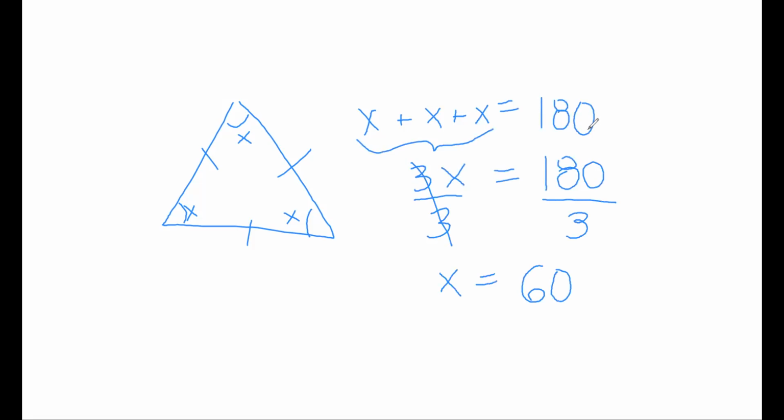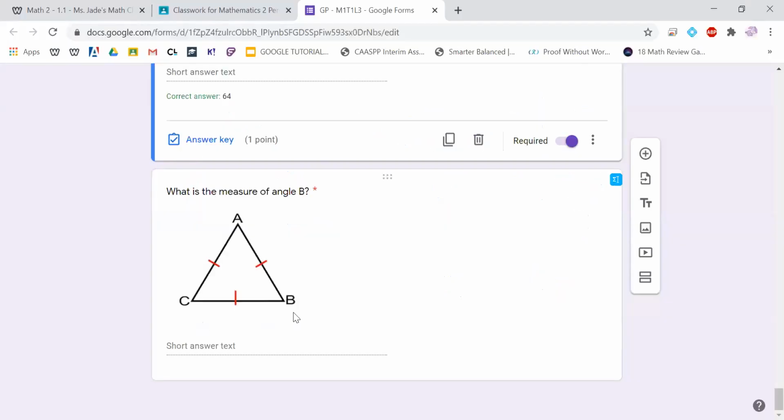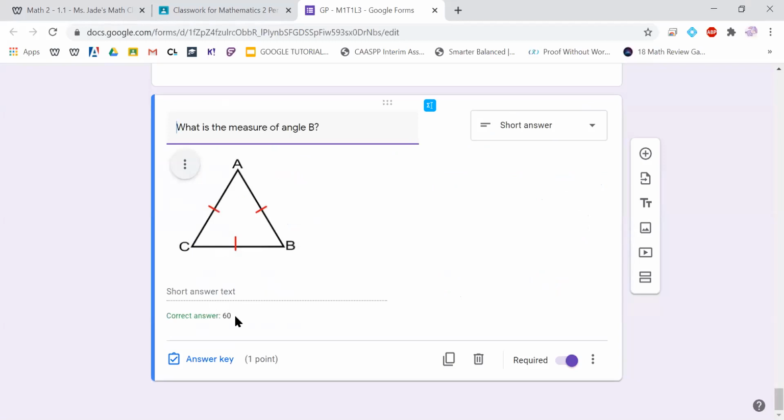So any questions on this one? I know I'm kind of rushing it, but class is about to be over. No? Okay, let's go back to the original. And as you can see, the measure of angle B is 60, because technically, the measure of all of the angles is 60. And that's pretty much it for the notes. I'm going to end the recording.